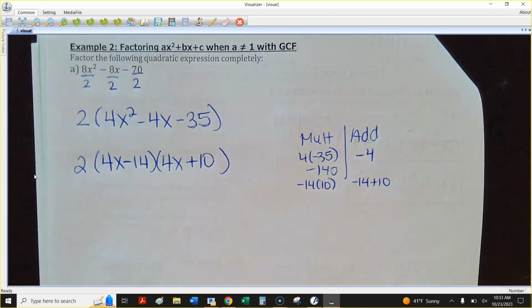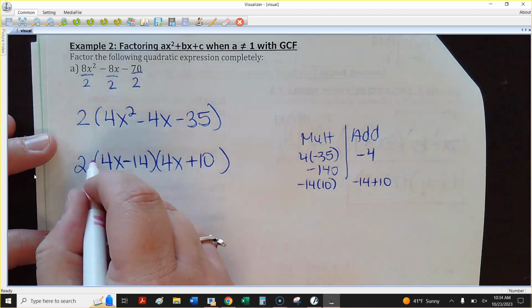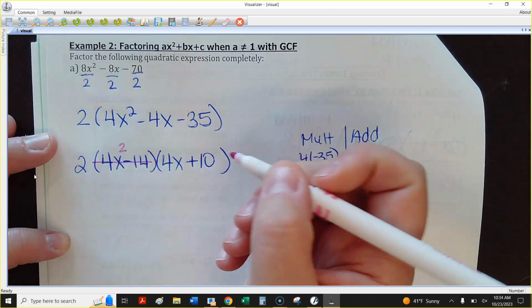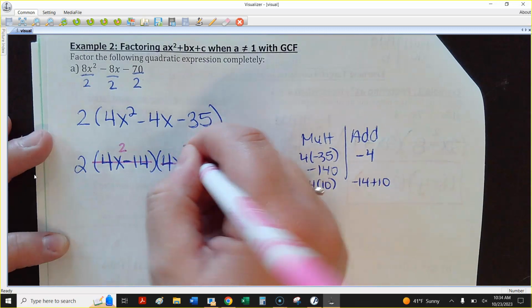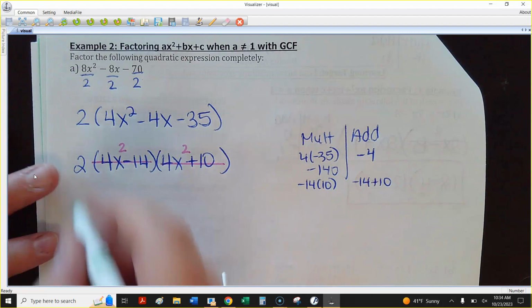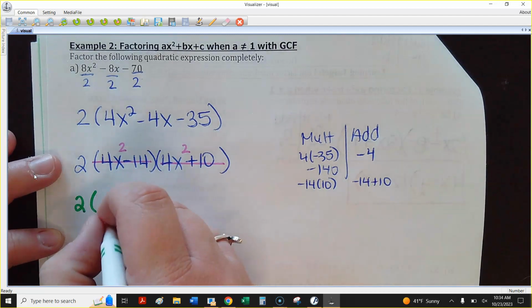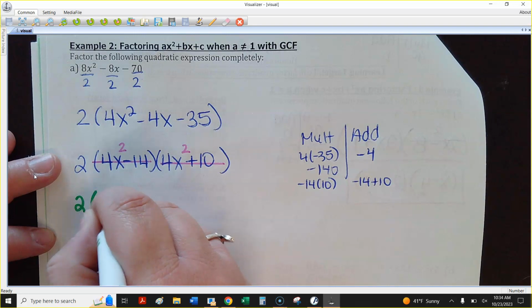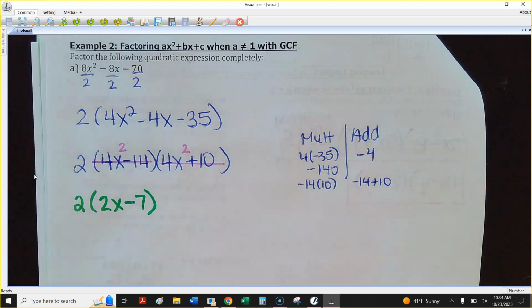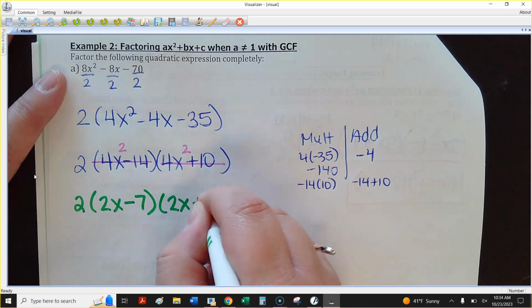Now, this is actually a situation where neither one of these is going to be the real factor. 4 and 14 are both divisible by 2. 4 and 10 are also both divisible by 2. When I take that out, remember you don't pull it out in front. We have the 2 out in front because it was the greatest common factor of all the terms of the original problem. The real factor, if you got the 4x minus 14, is going to be 2x minus 7 if I divide both of those by 2. And the 4x plus 10, the real factor, would be 2x plus 5.